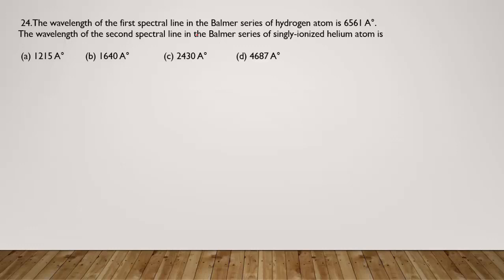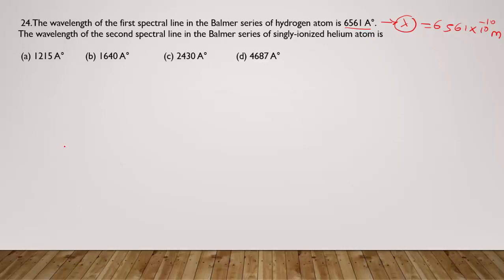The next question is: the wavelength of the first spectral line in the Balmer series of hydrogen atom is 6561 angstrom. Lambda is equal to 6561 into 10 to the power of minus 10 meter. The wavelength of the second spectral line in the Balmer series of singly ionized helium atom is asked.